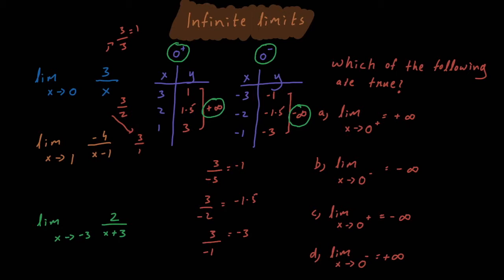So coming to the question again, which of the following are true? Limit as x approaches 0 from the positive side is positive infinity, true. Limit as x approaches 0 from the negative side is negative infinity, true. Limit as x approaches 0 from the positive side is equal to negative infinity, false. Why? Because we have seen that it is reaching positive infinity. Part D, limit as x approaches 0 from the negative side is reaching positive infinity, false. It is reaching negative infinity.